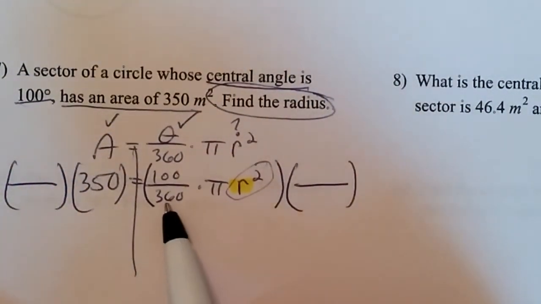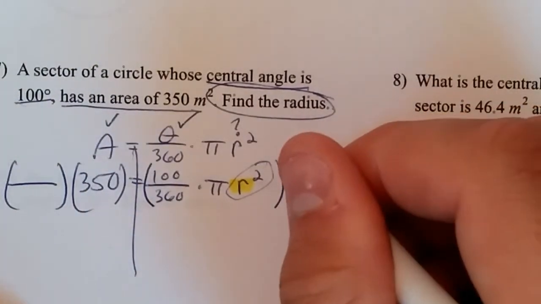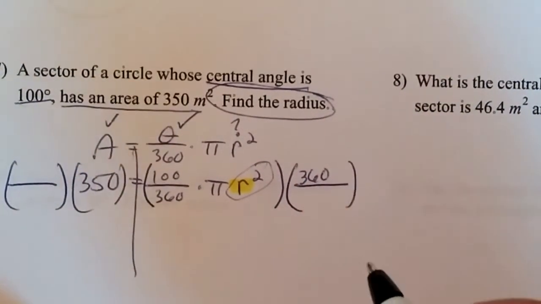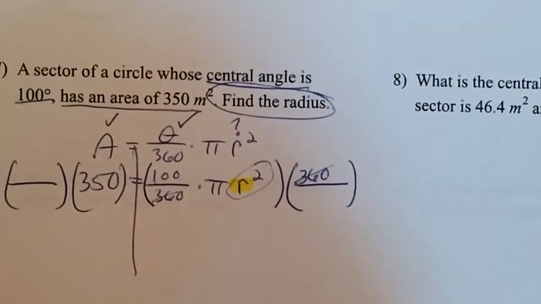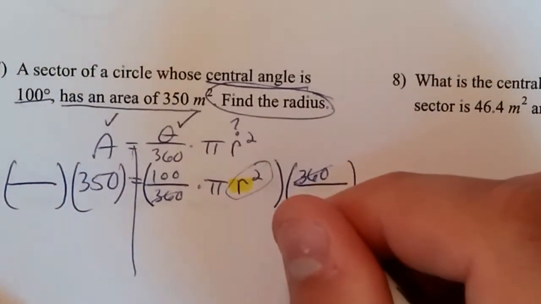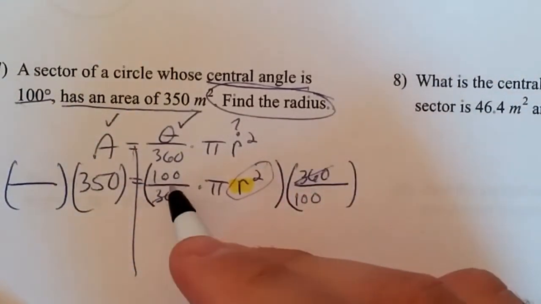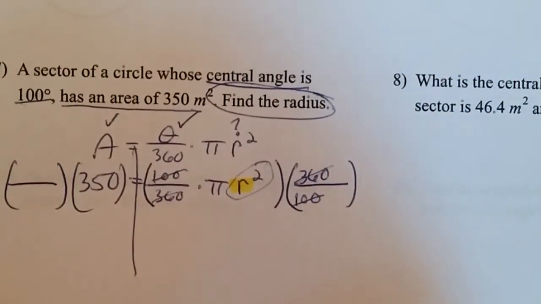So look first here, 360, clearly the denominator. So that's going to go to the top of this fraction, 360. And watch what happens, 360 over 360. They cancel. 100 on top needs to go to the bottom. And 100 over 100 cancels out to 1.